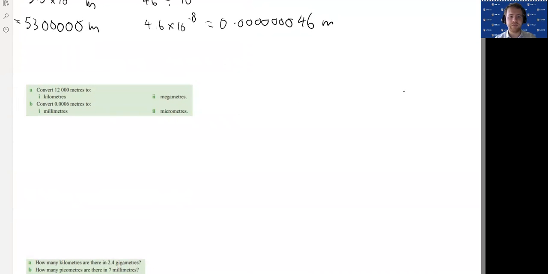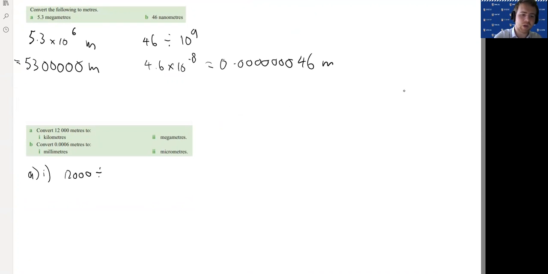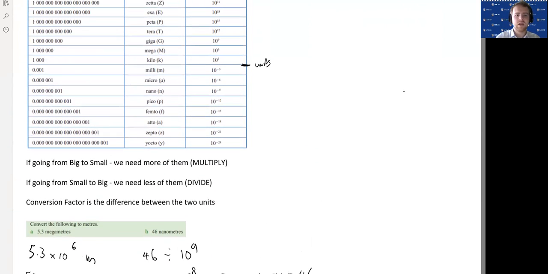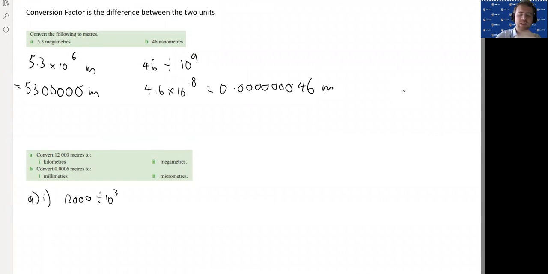So we've got to convert 12,000 meters to kilometers. So for A, part 1, we've got 12,000. And we're going from meters to kilometers, so we're going from small to big. We're going to need less of them. We're going to divide by the difference, which is 10 to the 3, which is just 1,000. And so we end up with 12 kilometers. Now that one obviously you could just do by 1,000 rather than 10 to the 3, but it's the same thing. I want you to be familiar with scientific notation.